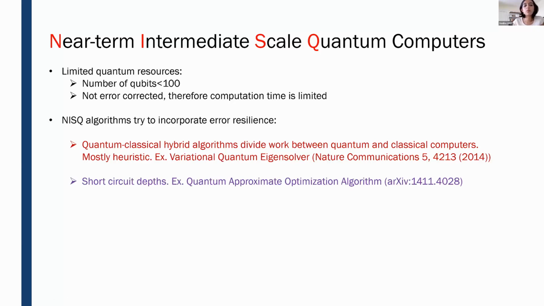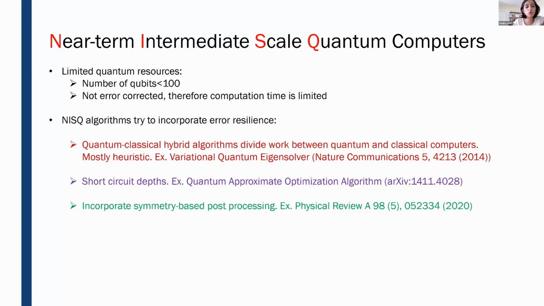Another way that people think about NISQ algorithms is to try to define short depth circuits. An example is the QAOA algorithm that tries to minimize, for example, a max cut problem on some graph.